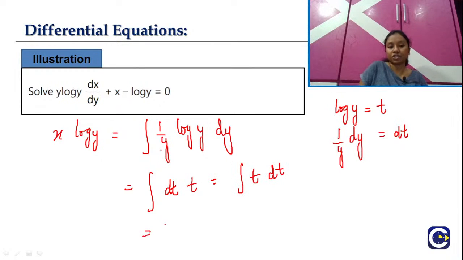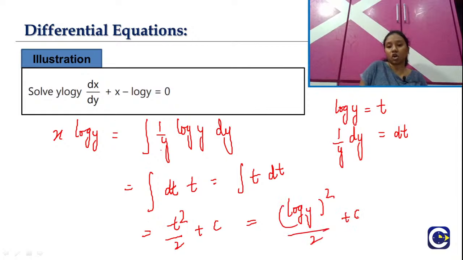So what is integration of t? t square by 2 plus constant c. So what have we assumed in place of t? That is nothing but log y. So let's just replace it again, which will turn out to be log y whole square by 2 plus constant c.